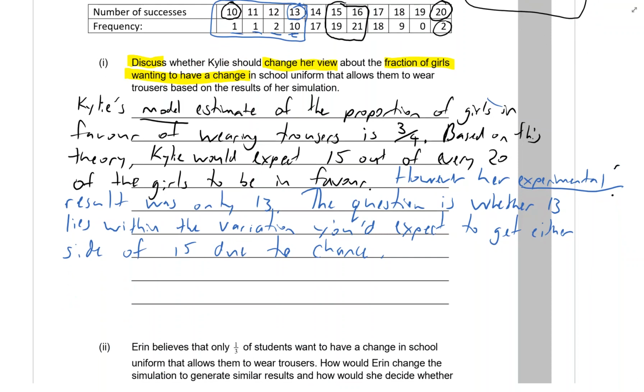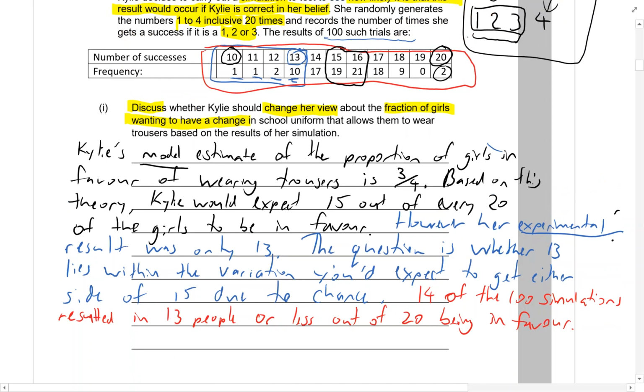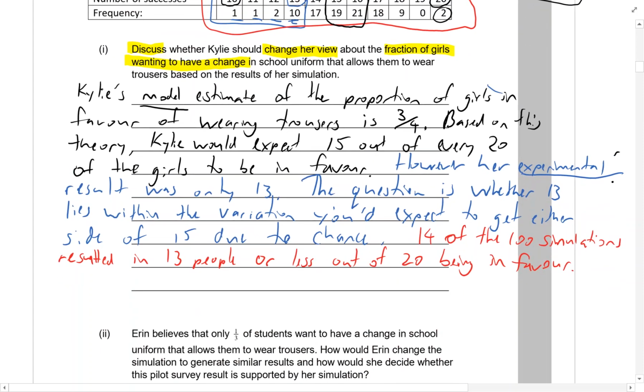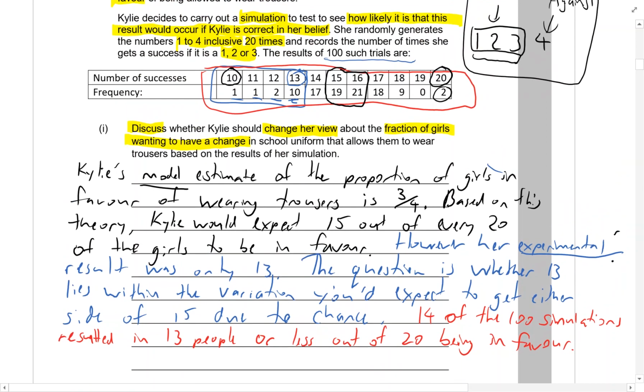So let's just write that down. So 14 of the 100 simulations resulted in 13 or less people being in favour of the change in uniform. And the simulation, remember, was based on there being on average 15. So it was based on a 3/4 chance. Now 14 out of 100, it's low, but it's not low enough to reject that theory of 3/4. It really needs to be in the bottom 10% before we would do that.